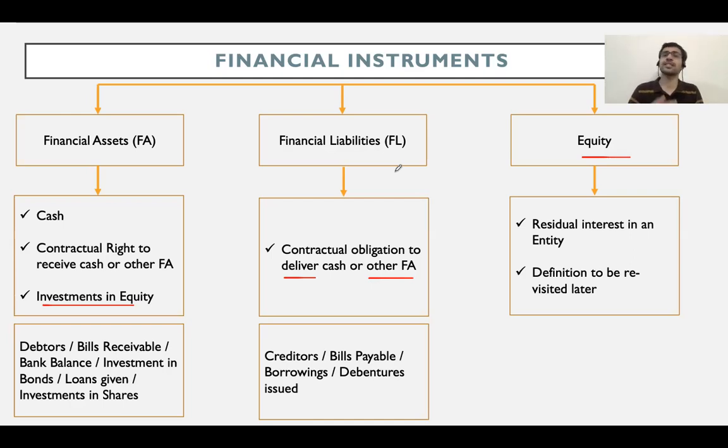A few more examples. Let us say creditors. You have sold goods to me. I have purchased goods from you and you have sold goods to me. I have an obligation to pay money to you, and that will also be treated as a financial liability.